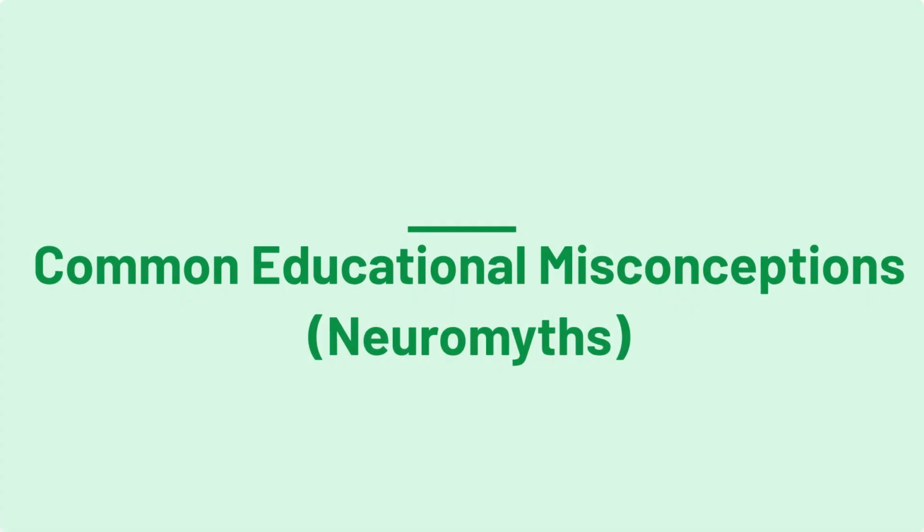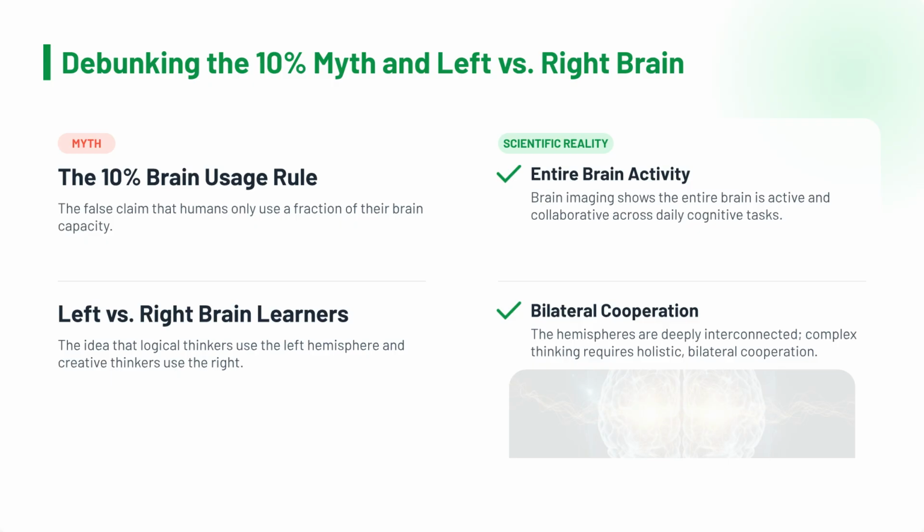Finally, we must address and debunk common educational misconceptions known as neuromyths that persist in schools. The first myth is the 10% brain usage rule. In reality, the entire brain is active and collaborative. The second is the left versus right brain myth. Complex thinking requires holistic, bilateral cooperation between both hemispheres.